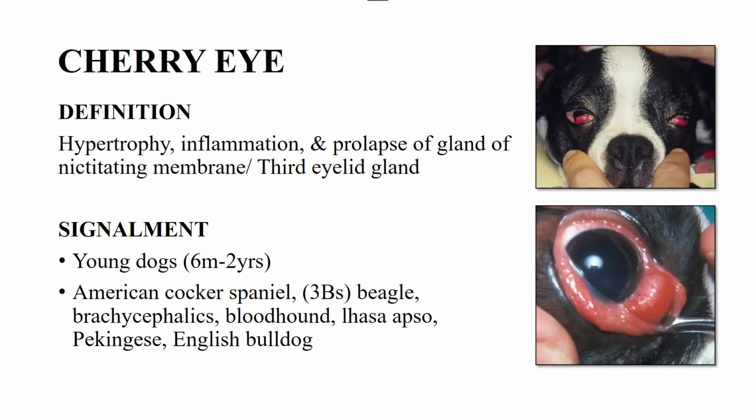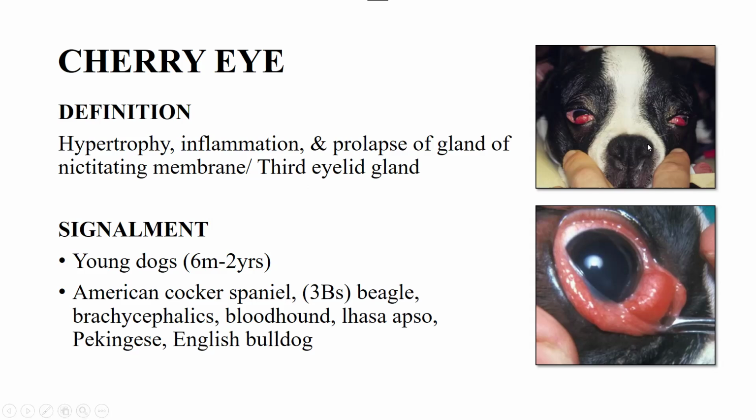The signalment for this disease is young dogs, 6 months to 2 years of age. The breed predisposition: number one is the American Cocker Spaniel. Then you can remember three Bs: the Beagles, Brachycephalics, Bloodhounds. Then Lhasa Apso, Pekingese, and the English Bulldogs. These are predisposed to cherry eye.